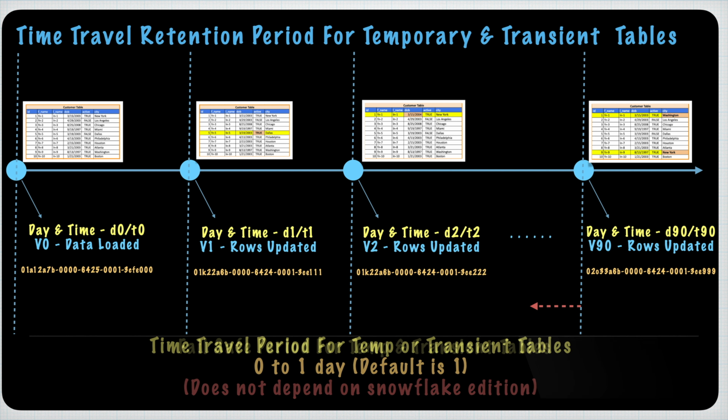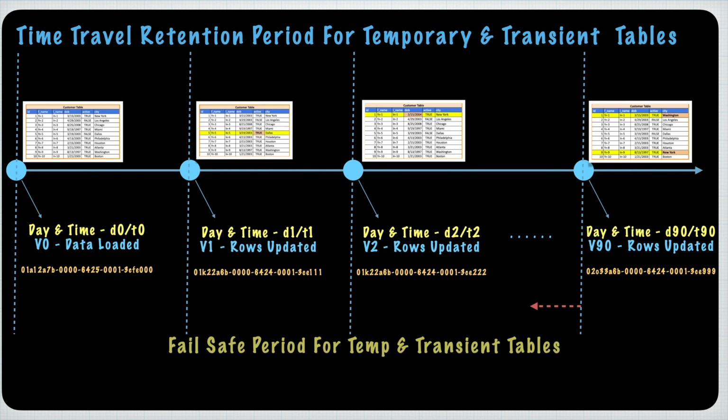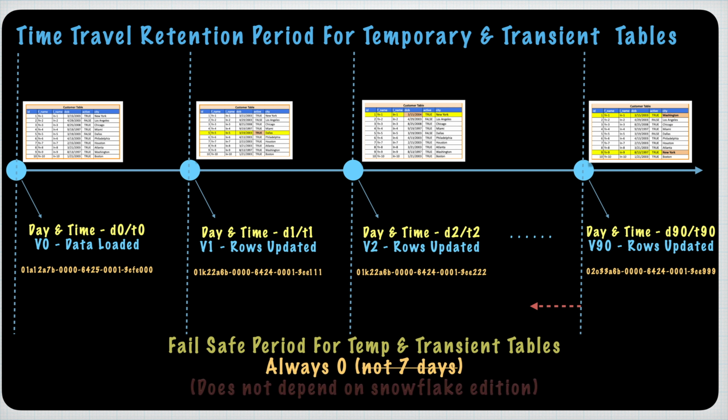Now let's quickly see what the failsafe period looks like. The failsafe period for a temp or transient table is always 0. It does not even change no matter whether you have a standard or a higher edition of Snowflake. Unlike a permanent table where the failsafe period is 7 days, for temporary and transient tables it is always 0, and this is done for a purpose.